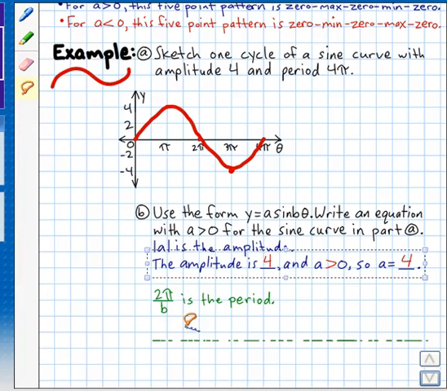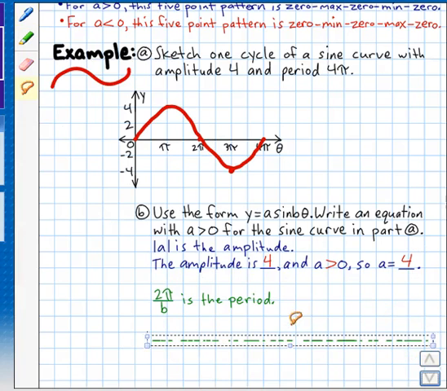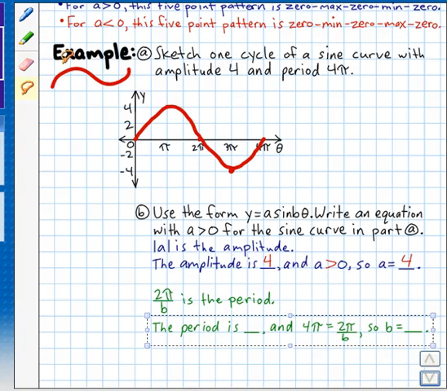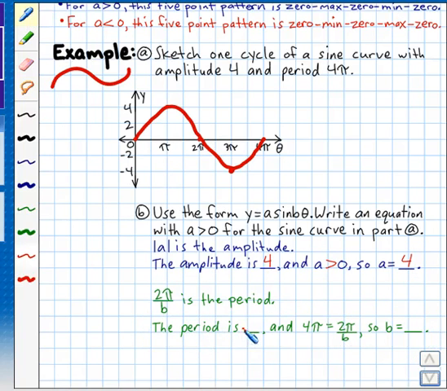Now let's talk about what the period tells us. Since the period given to us is 4 pi, and 4 pi equals 2 pi divided by b, I want you to take some time right now to find the value of b for our equation. When you think you have the correct value of b, hit the continue button to move on.